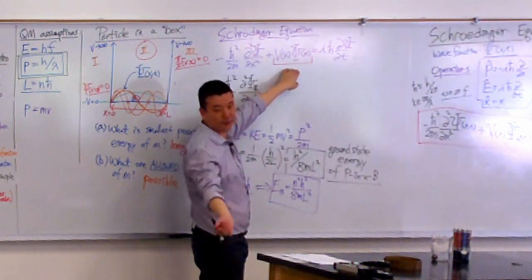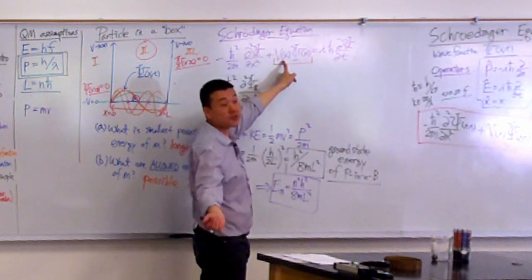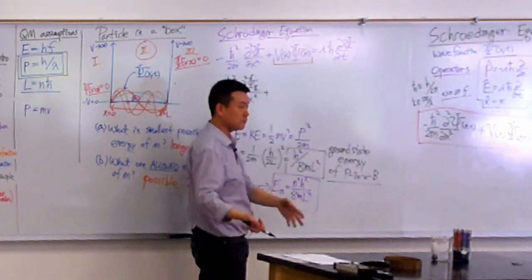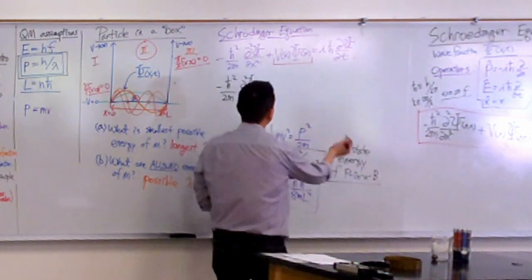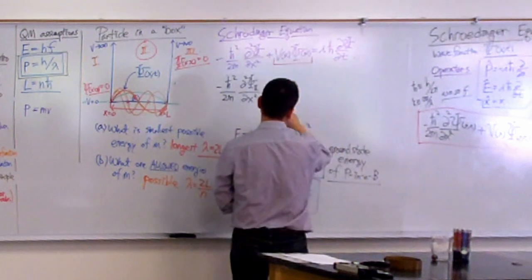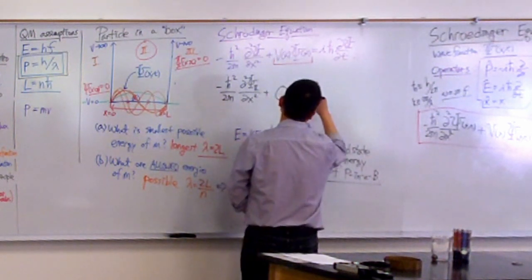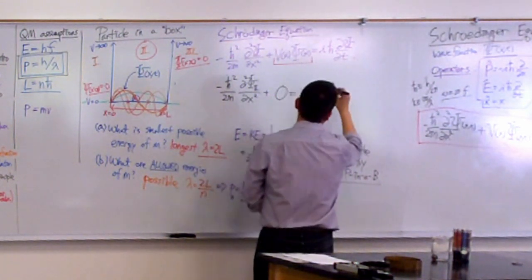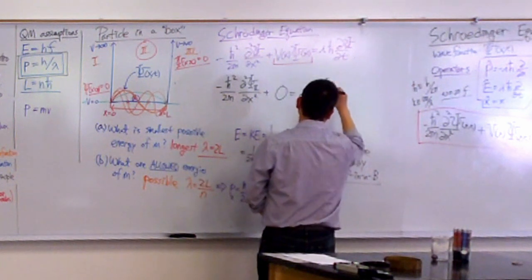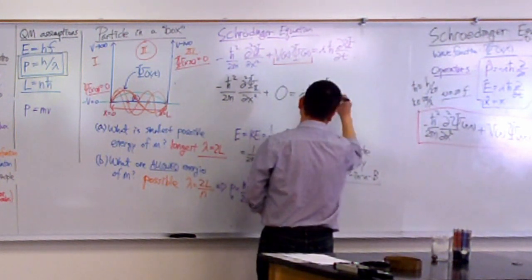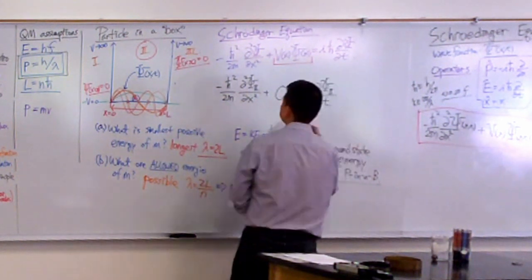Yeah, 0. This time for a different reason. This time the potential is 0. The wave function is hopefully not 0. So in other words, the term itself is 0. That's equal to i h bar partial derivative of the wave function in region 2 with respect to time t.